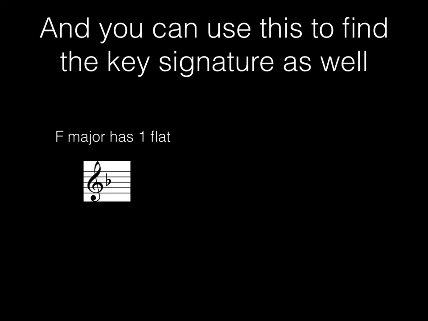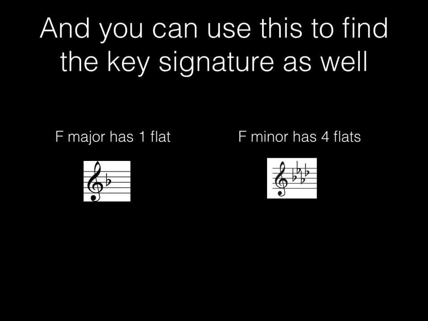And you can use this to find key signatures as well. If F major has 1 flat, F minor will have 3 more flats. 1 plus 3 equals 4. And so we're going to take B, E, A, and D, 4 flats, and therefore F minor will have 4 flats, B, E, A, and D.